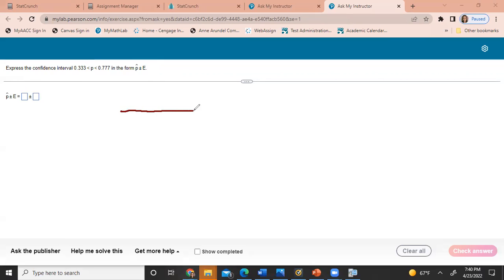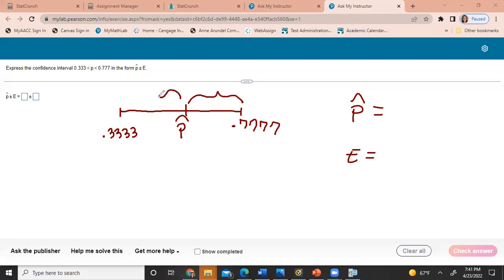This is one where, again, I'm visual. I like to draw this out. So we're saying that this confidence interval is somewhere between 0.333 and 0.777. And then we have to calculate, really, in all the words, they're asking us for the sample proportion, which is going to be right in the middle of these. And then they're also asking us for E, which is the difference on either side, like plus or minus a certain amount of percentage, right?